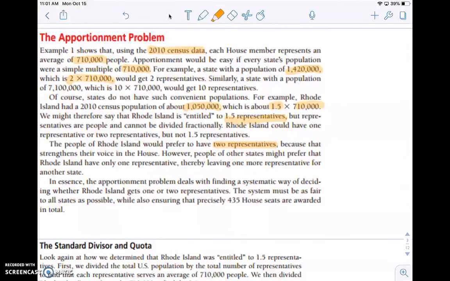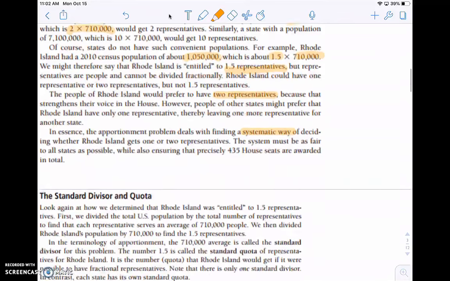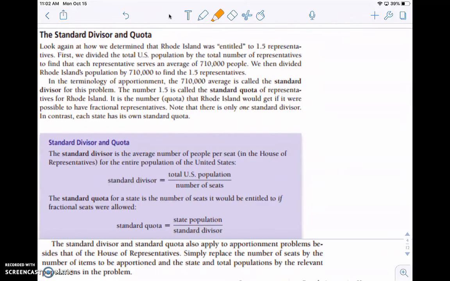And so apportionment problems deal with finding a systematic way of deciding whether, in this case, Rhode Island should get 1 or 2 representatives. It's got to be fair to all states, as fair as possible, while ensuring that precisely there are only 435 seats awarded in total. So here's kind of a look at how this process begins. So, again, we look at Rhode Island was entitled to 1.5 representatives.